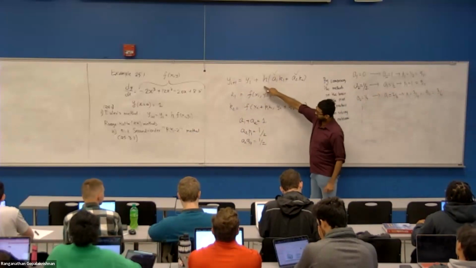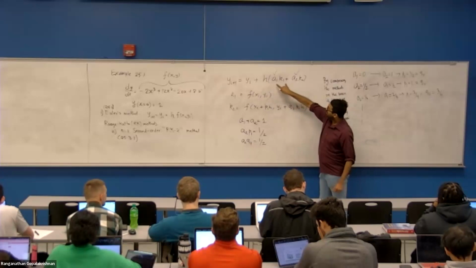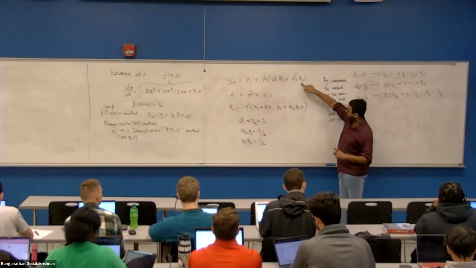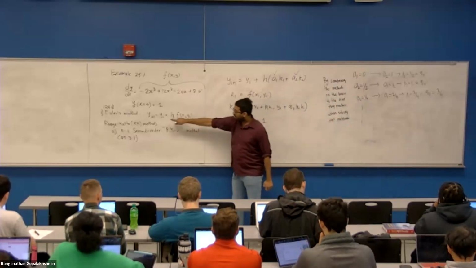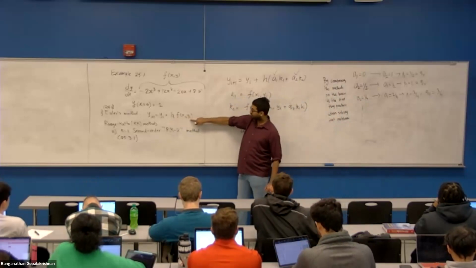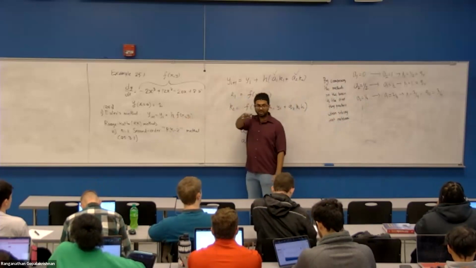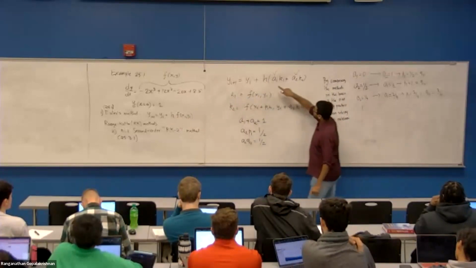Look at this equation. Yi plus h times a first term, which is one execution of the function, and then a second term, which is one more execution of the function. When you did Euler's method, you just take the step length multiplied by one execution of the function, which is the local slope. So I want you to visualize on paper this equation and this equation.